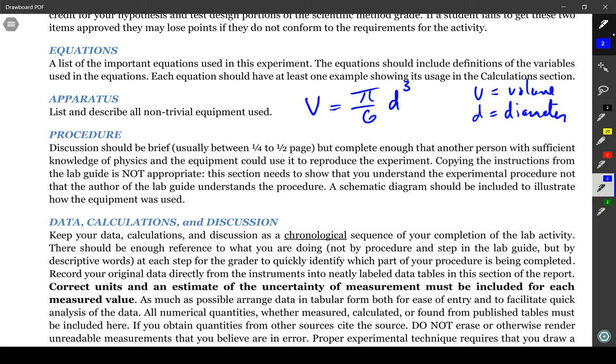I accidentally skipped over apparatus. The apparatus should list the things that you're going to use and show a diagram of how they're used. Now, in today's experiment, you know what you'd have for a diagram? You'd have a picture of a meter stick with a ball here and something to indicate the ball goes down to the ground. That's all you'd have for the diagram for today. In other experiments, it's going to get a little more complex.